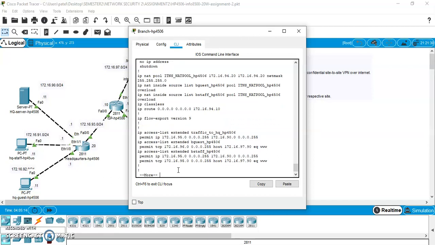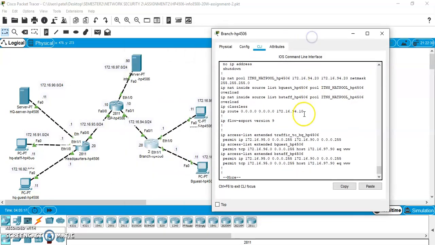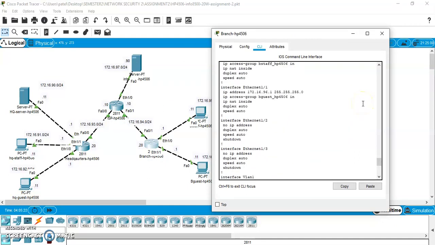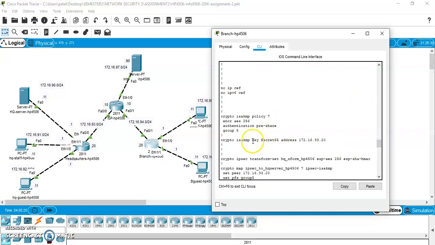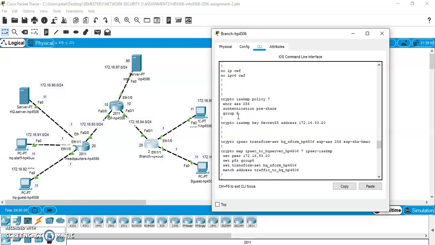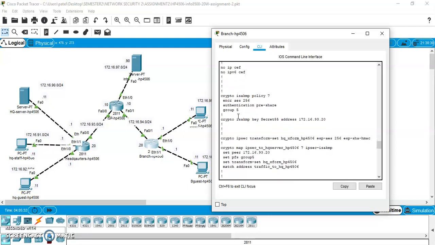Then for doing the VPN, I created a crypto policy. I created a crypto ISAKMP policy with AES encryption. Then I gave a key to it. Then I created a crypto map in which I set the peer. The IP you are seeing is the destination, I can say. It's 172.16.93.x, which is the outside interface of my headquarters side, the outside interface of my public.